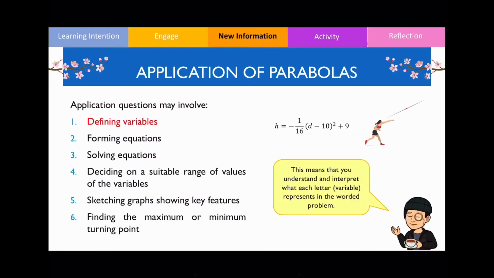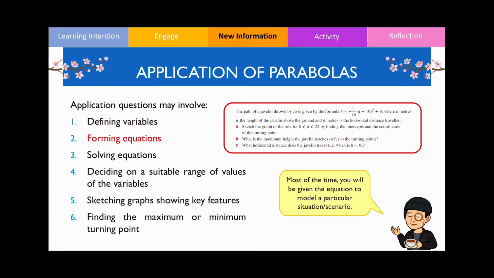When we're solving or dealing with application questions, some of the questions you may encounter may require you to actually define variables. What that means is you need to be able to understand and interpret what each letter or variable represents in the word problem. In this case, I've got the equation given to us. You need to understand that the letter H represents the height above the ground for the javelin thrown in the air, and the letter D represents the distance that it's being thrown away from the athlete itself.